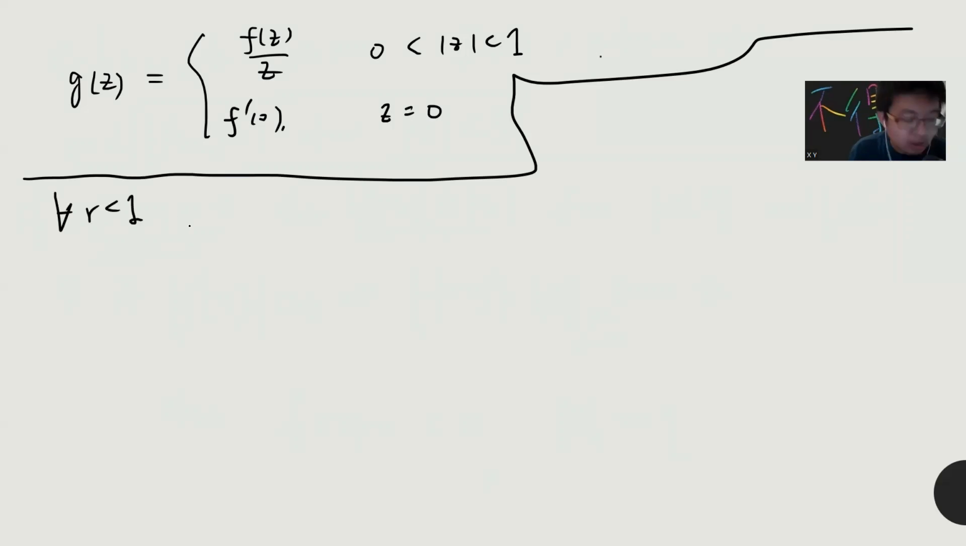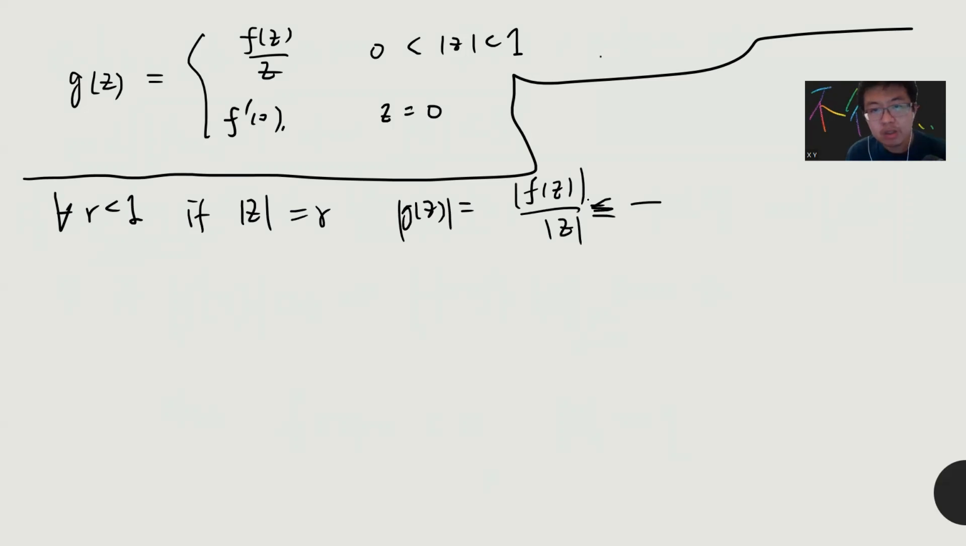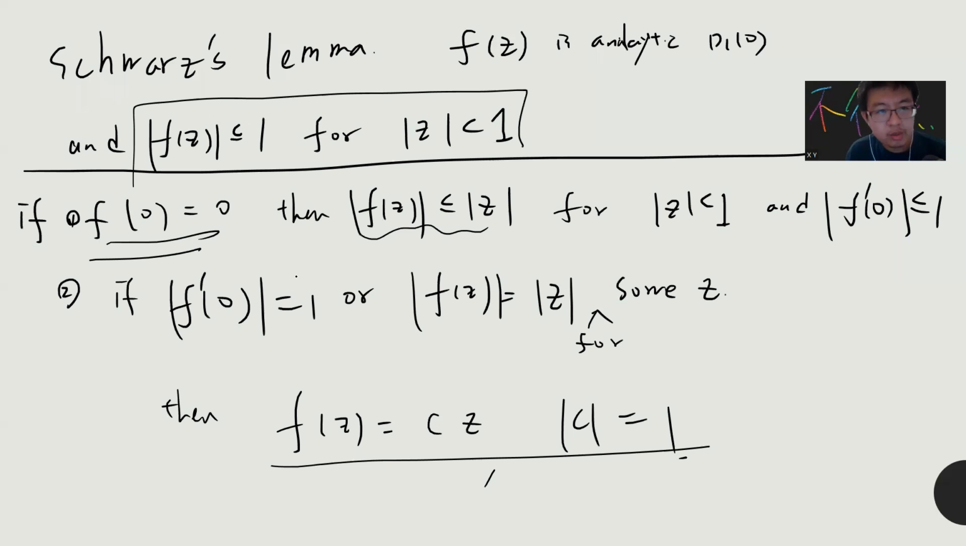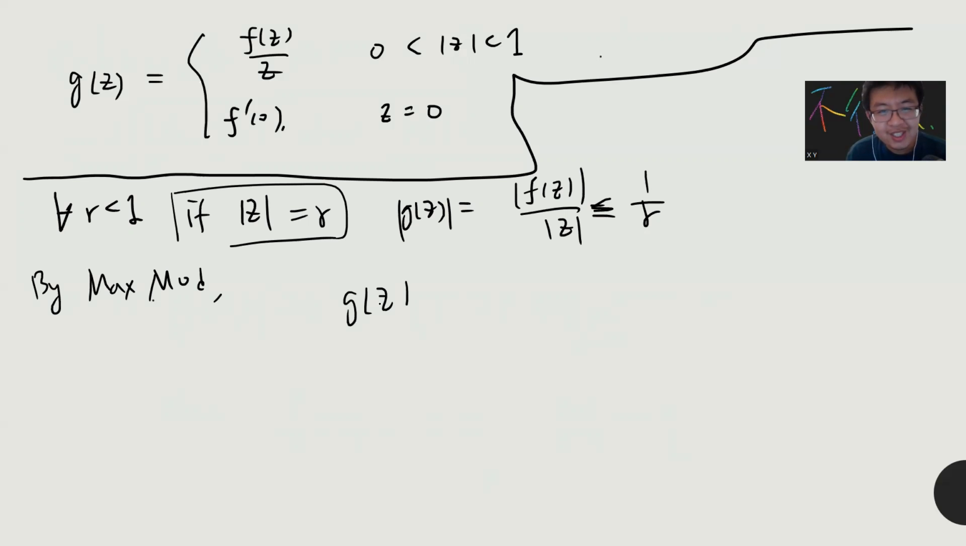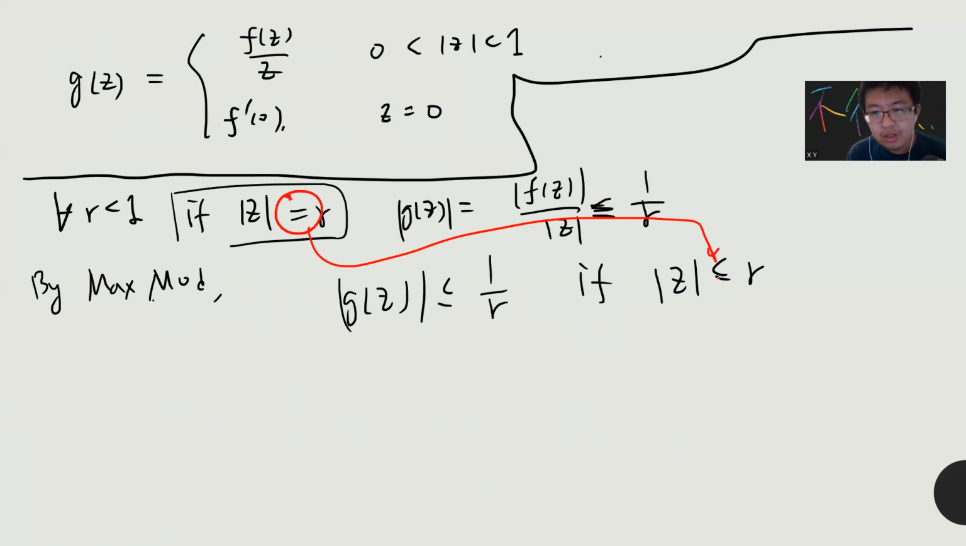So first we know that for every r less than 1, if |z| equals r, then |g(z)| = |f(z)|/|z| is less or equal to 1/r, right? Because by my assumption |f(z)| is less or equal to 1. So this tells you that it's less or equal to 1/r. Okay, so by the maximum modulus theorem, I just copy this: |g(z)| ≤ 1/r if |z| ≤ r. So change this to this.